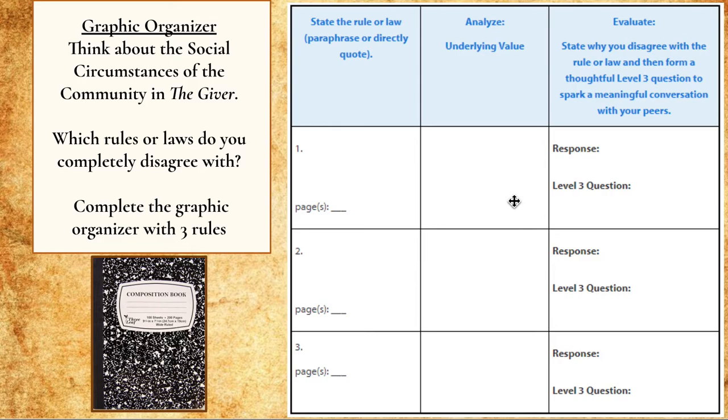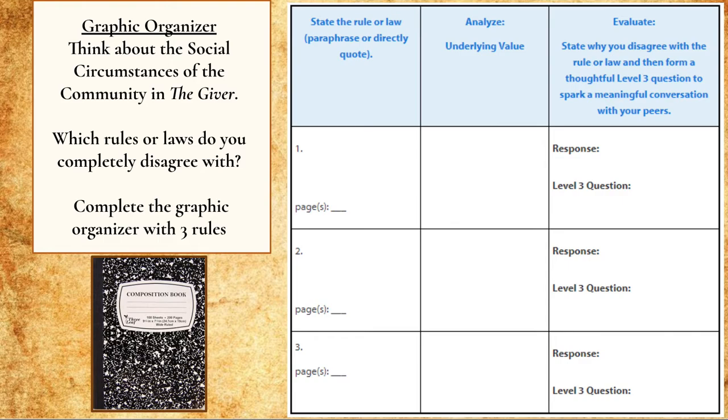So with that said, go ahead and pause the video now. You'll need to dive back into the text, find 3 rules, their underlying values, and whether you agree or disagree with the rule and why, and 1 level 3 question for each rule. And please do not hesitate to raise your hand if you need assistance with any of this. This will probably take you a good little bit, so get to work, sailor. Once you're done, we'll come back here and get you introduced to the anchor assignment.